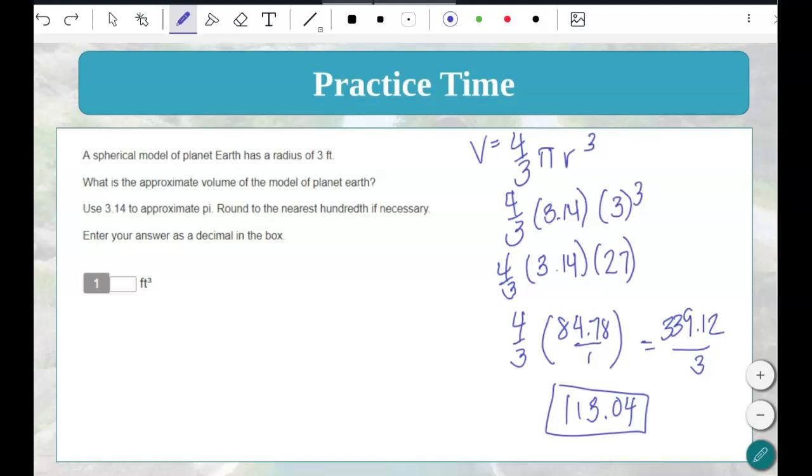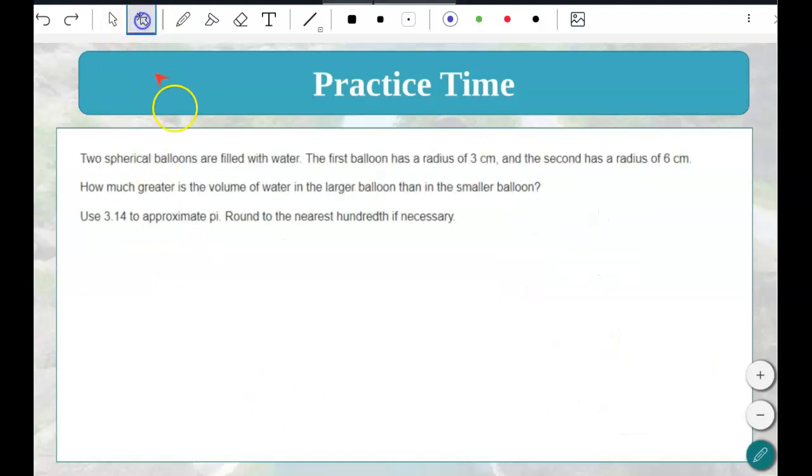All right, let's go to the next one. Pause if you need to, but we'll move on. So this says 2 spherical balloons are filled with water. The first balloon has a radius of 3 centimeters. That sounds familiar, we just did that. The second has a radius of 6 centimeters. How much greater is the volume of water in the larger one than in the smaller one? We just calculated volume with radius of 3 centimeters. That came out to 113.04. Now let's calculate with a radius of 6.